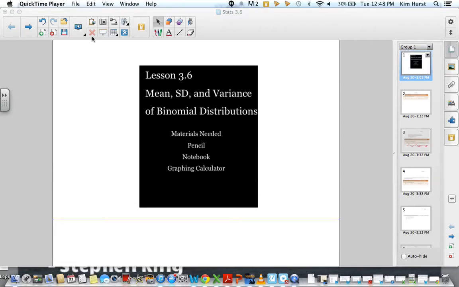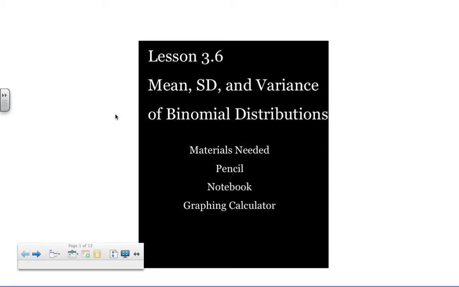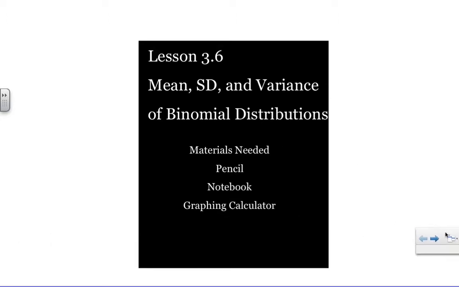Lesson of the unit. We're going to do the mean, the standard deviation, and the variance of binomial distributions. I will say this is much easier than it sounds. Okay, this is not a difficult topic. So how do we find the mean, the standard deviation, and variance of binomial distributions?